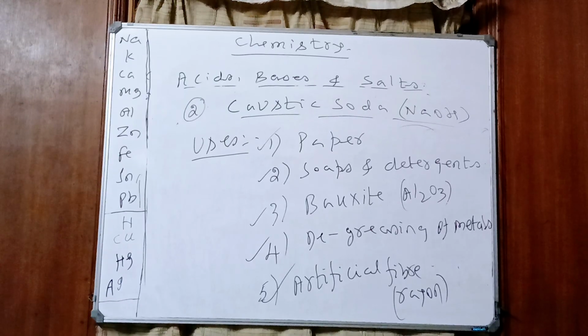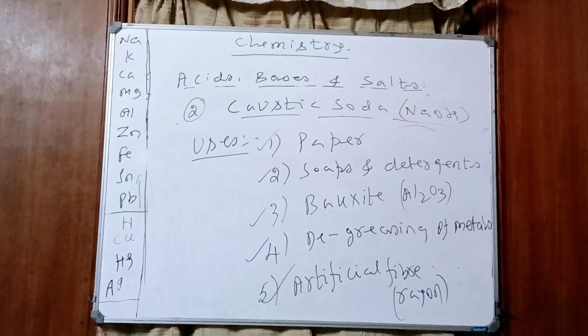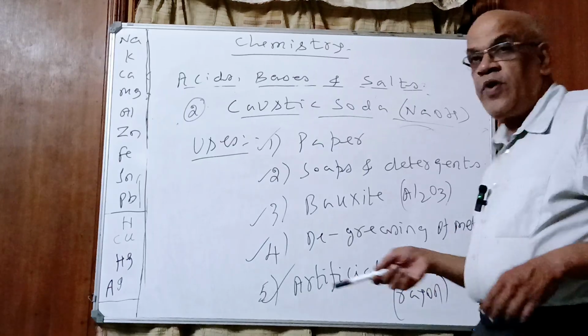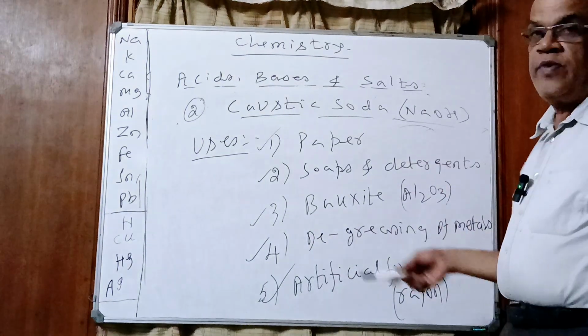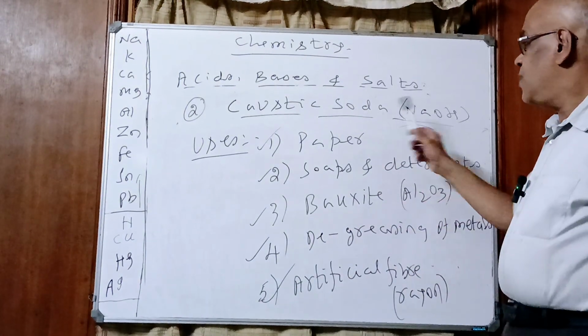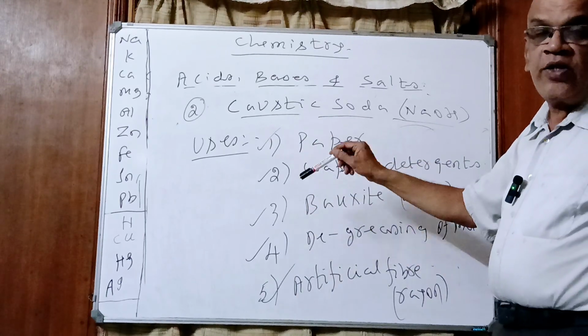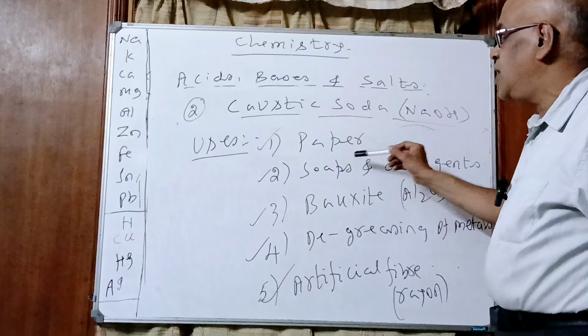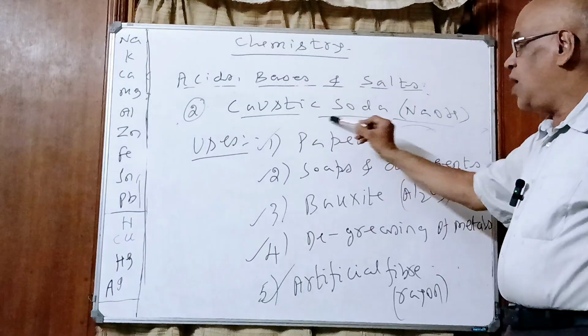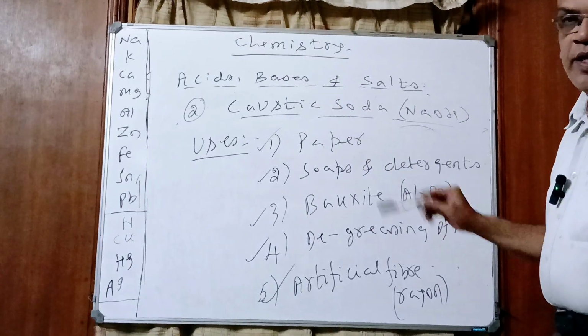Then next we'll discuss. What is the next topic? Again, three products are formed. What are they? Apart from caustic soda, we'll discuss the uses of hydrogen and chlorine, the two more products which are formed along with caustic soda. Our next topic.